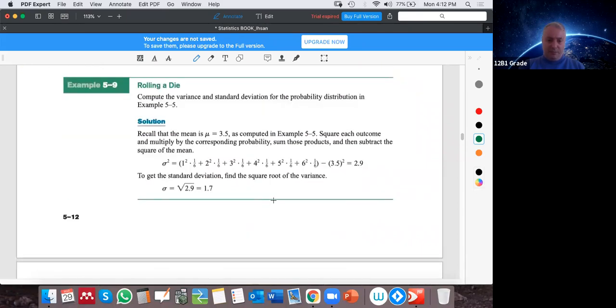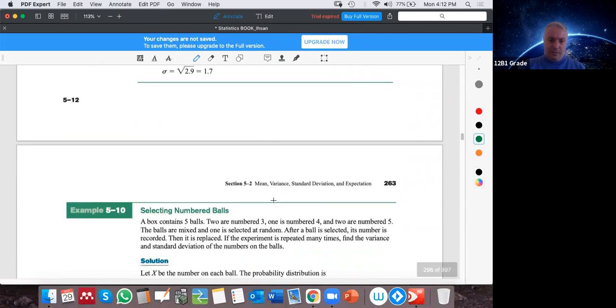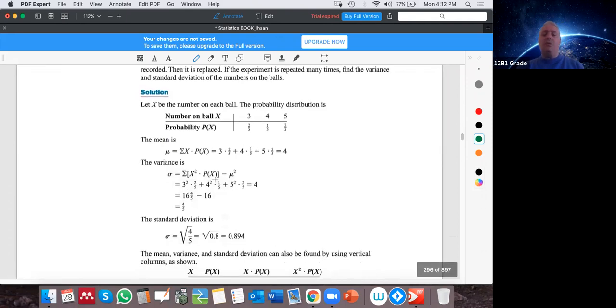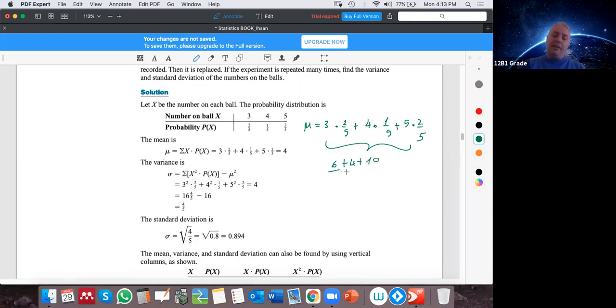Let's see one example. So I can paste this. Yeah, here is how to find the variance and standard deviation. First of all, I can find the mu: 3 times 2 over 5 plus 4 times 1 over 5 plus 5 times 2 over 5. So this number will be mu. If we calculate this, let's say 6 plus 4 plus 10 divided by 5, it will be 20 over 5, which is 4. Now mu, which is expected value, is 4.